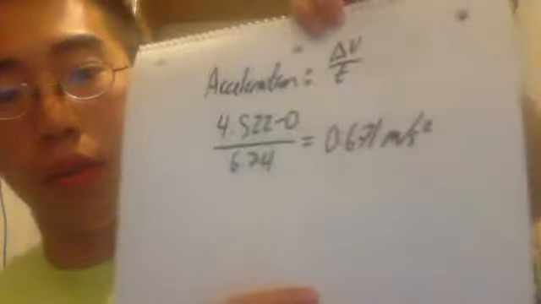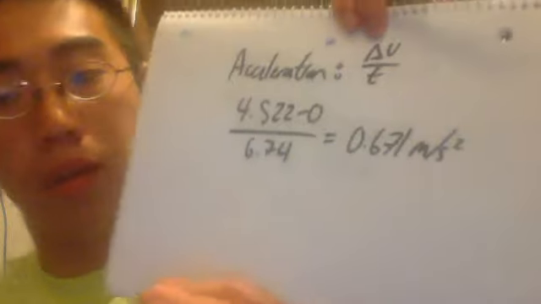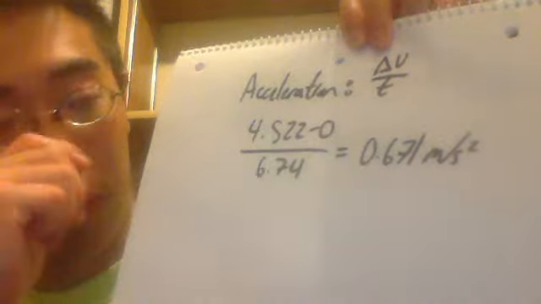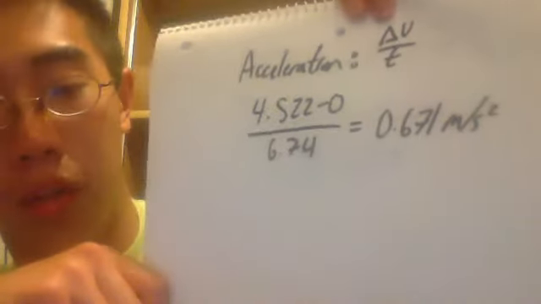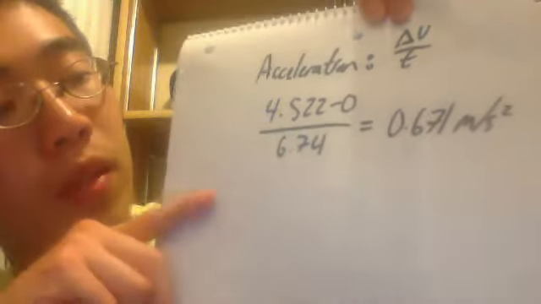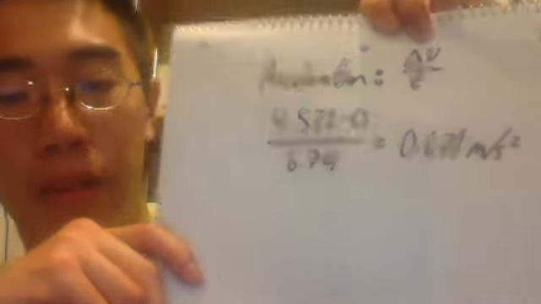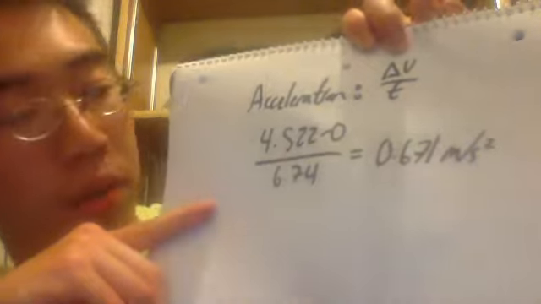Next, we have acceleration. For acceleration, we take our final velocity, which we got in our previous velocity set, which was 4.522 meters per second, minus our initial velocity, which was 0, because we were at a still point, divided by t, or time, which was 6.74 seconds, and that calculated out to be 0.671 meters per second squared.